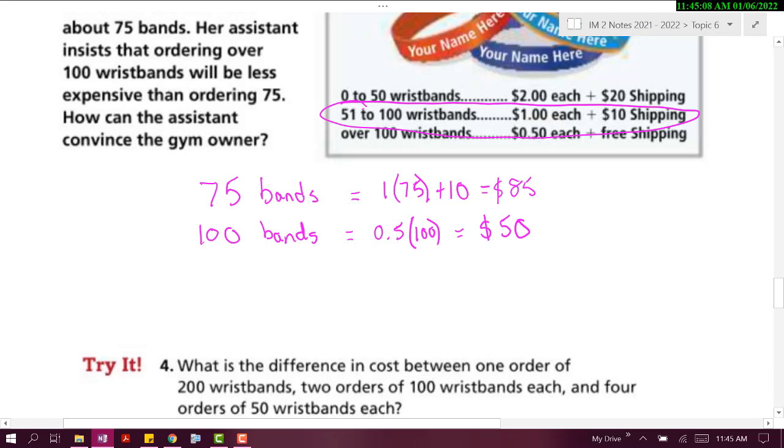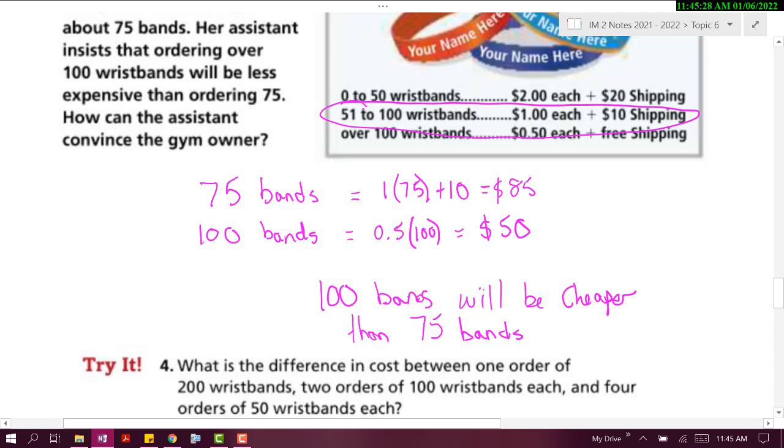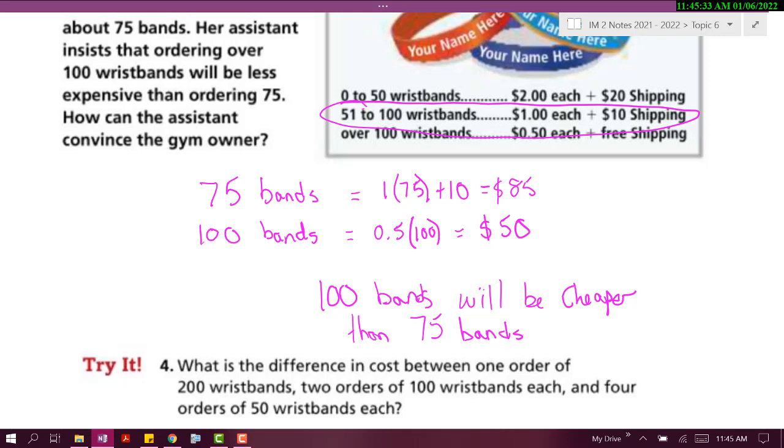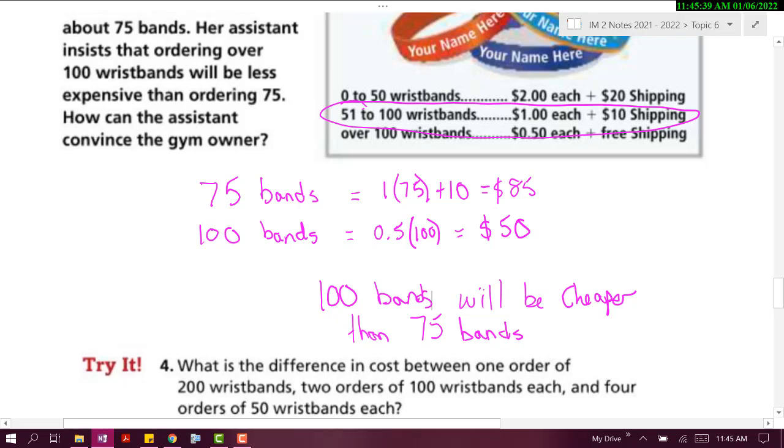So how can 100 bands will be cheaper than 75 bands. Why am I writing them as bands? Bands. And again, it's piecewise. For x values 0 to 50, they're $2 each, plus $20 shipping. And we saw the other two.